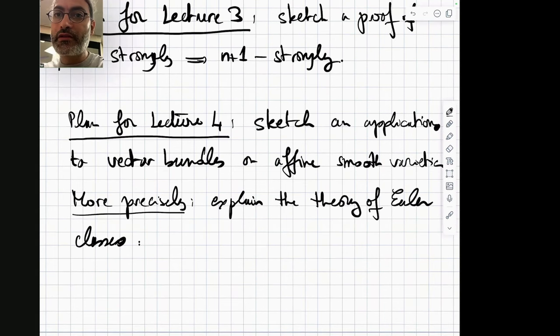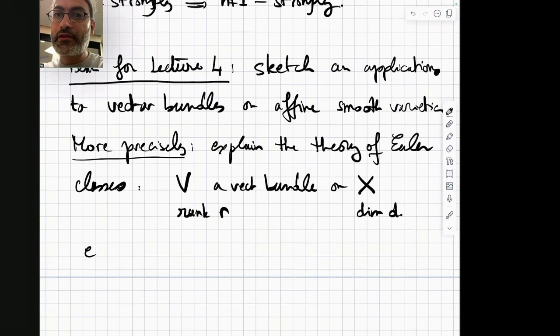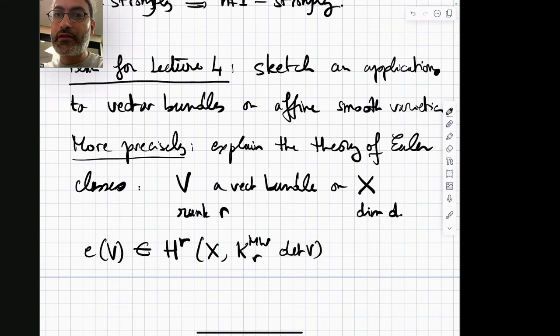Which is basically the following. If you have V, a vector bundle on X, of rank r, dimension d, then you can associate a class e(V), which lives in some group, an r-th cohomology group of X with values in some sheaf, K Milnor-Witt r twisted by the determinant of V. I'll explain this later. So it's a class in some cohomology group, which is really constructed using obstruction theory for Postnikov towers.